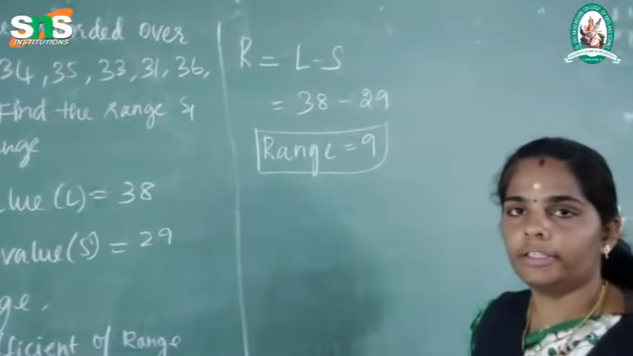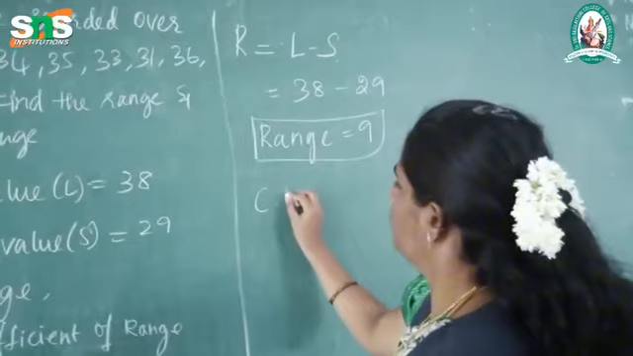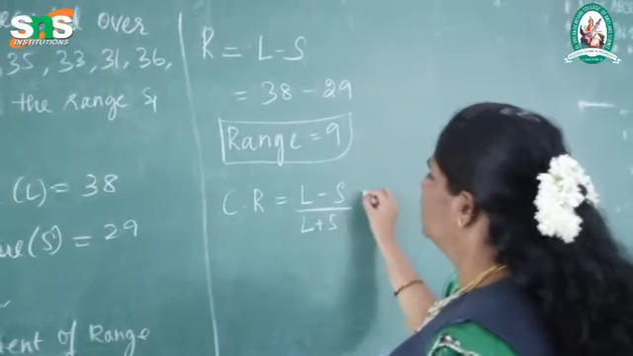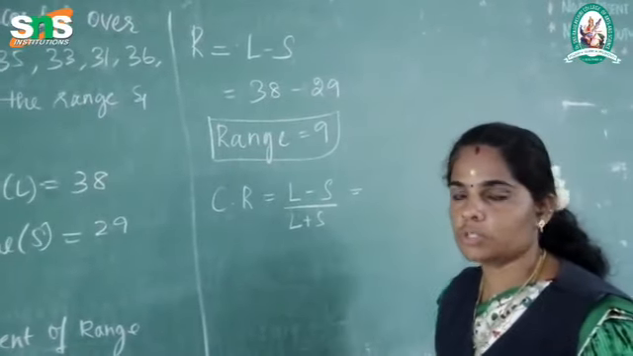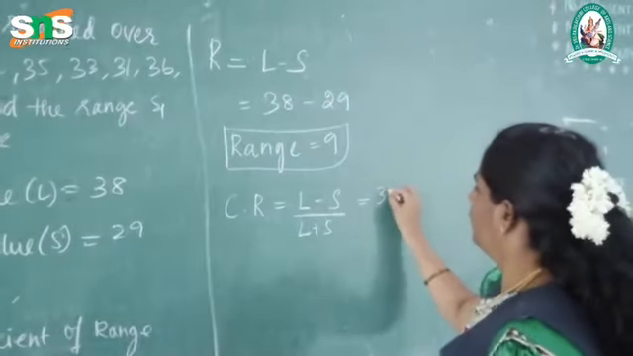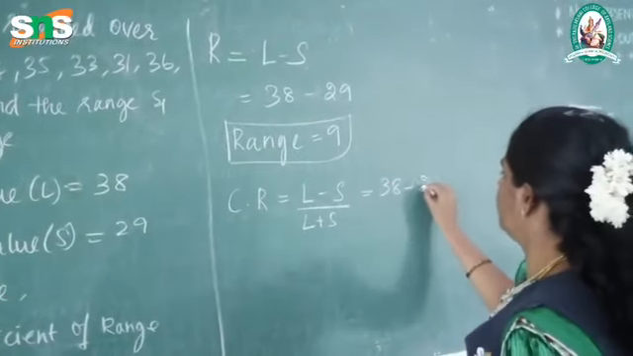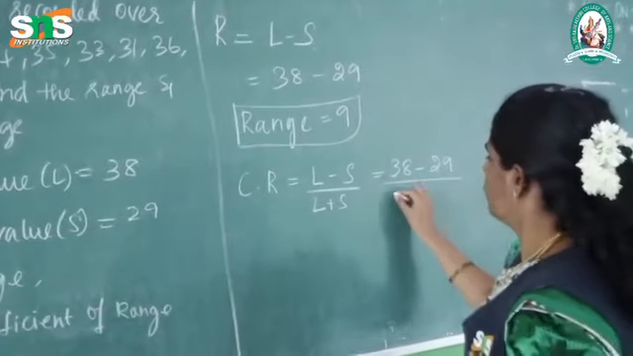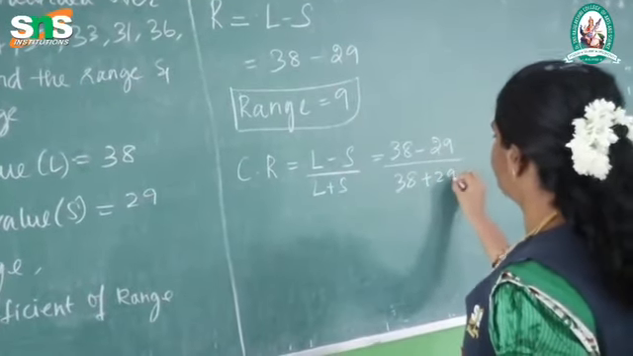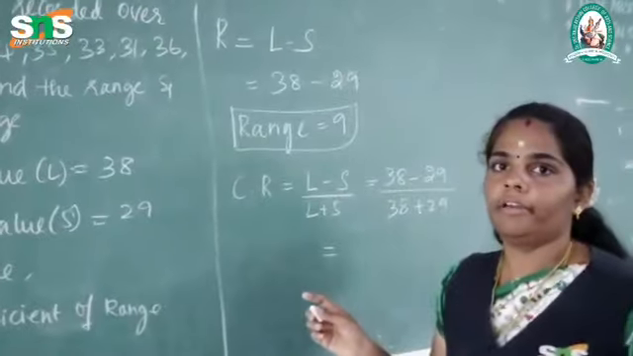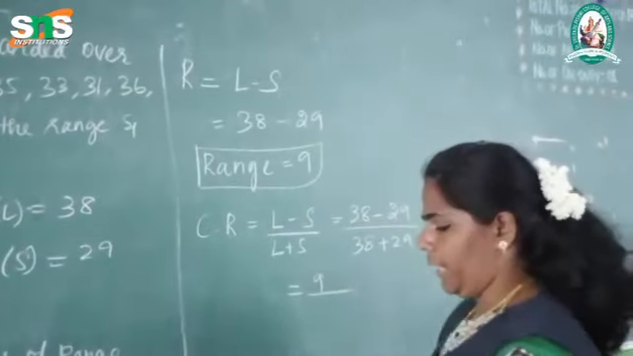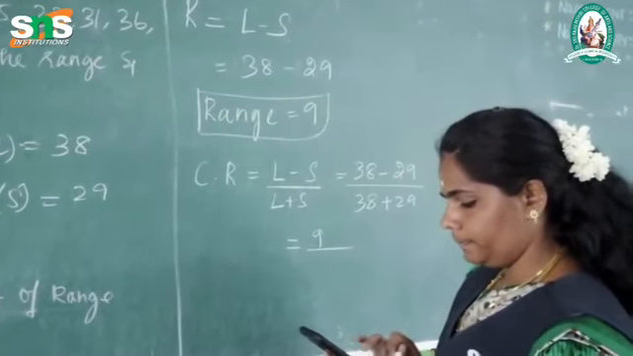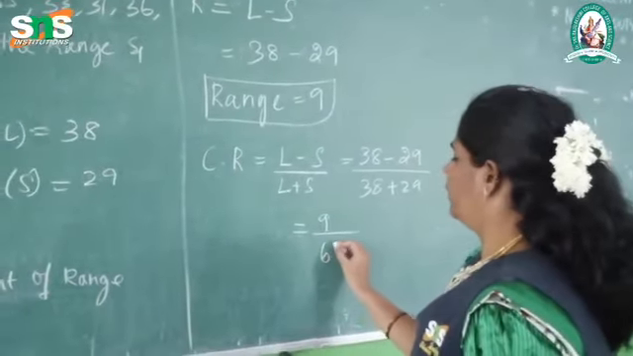Next we have to calculate the value of the coefficient of range. Coefficient of range is calculated by using the formula L minus S divided by L plus S. That is, the largest value, 38, minus my smallest value, 29, divided by L plus S, the sum of the largest and smallest value, 38 plus 29. If I subtract, my numerator will be 9, and by adding the values I will get my denominator as 67.